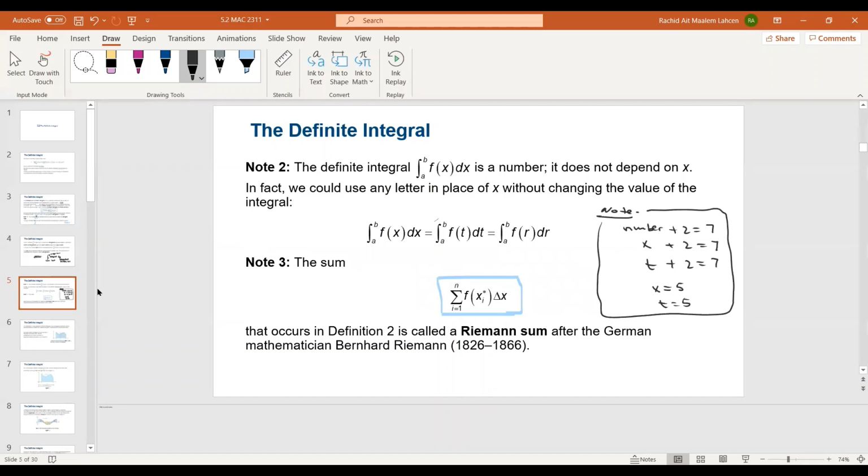So that's what it means. But of course, once you put x or t, that means here the independent variable is t, and here the independent variable is r, but this depends on the function. If f of x and f of t and f of r are the same, they are going to lead to the same integral.